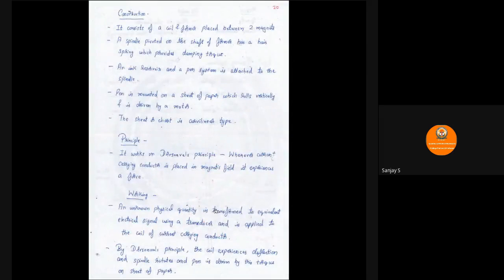So let us see the same here. It consists of a coil and former placed between magnets, a spindle pivoted on the shaft, and an ink reservoir pen system attached. The pen is mounted on a sheet of paper which rolls as usual. The sheet or chart is curvilinear type, where the x-axis is in curve, and it works on the basic D'Arsonval principle, that is, a current carrying conductor placed under a magnetic field experiences a force.